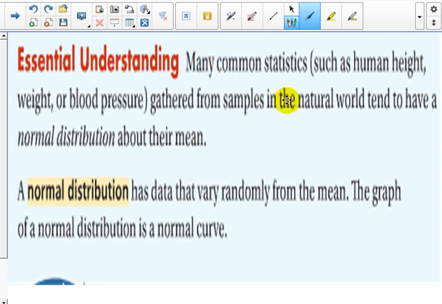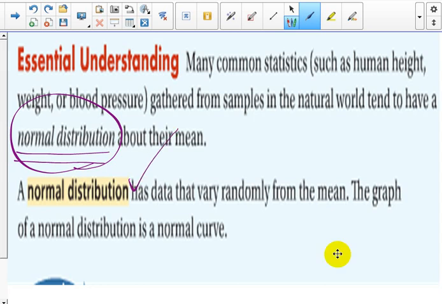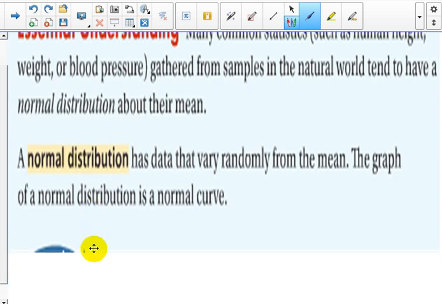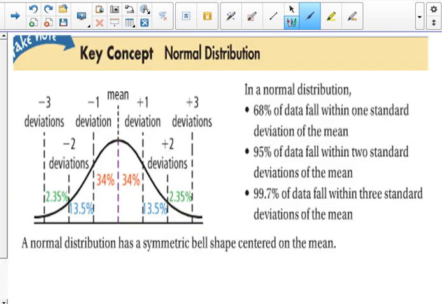So many common statistics, such as human height, weight, or blood pressure, gathered from samples in the natural world, tend to have a normal distribution about their mean. A normal distribution has data that vary randomly from the mean. The graph of a normal distribution is just a normal curve. So that's what we're going to be dealing with today.